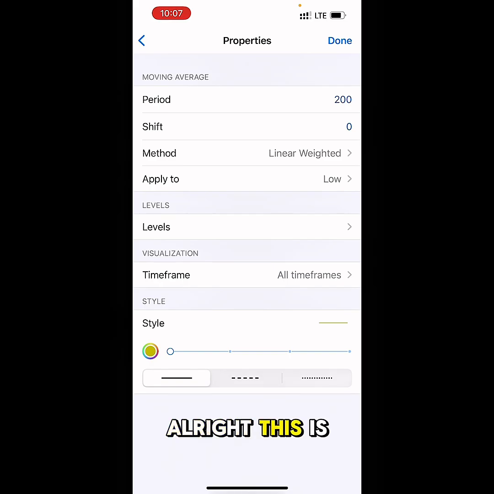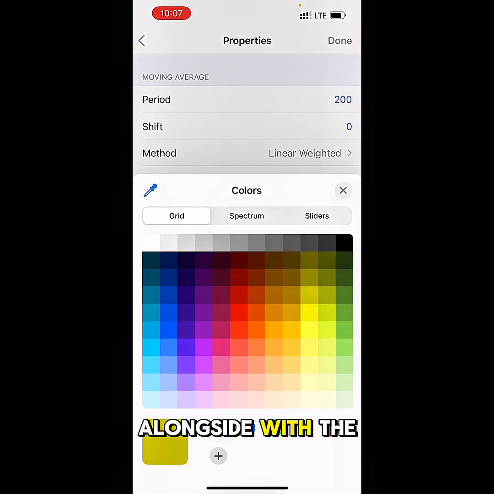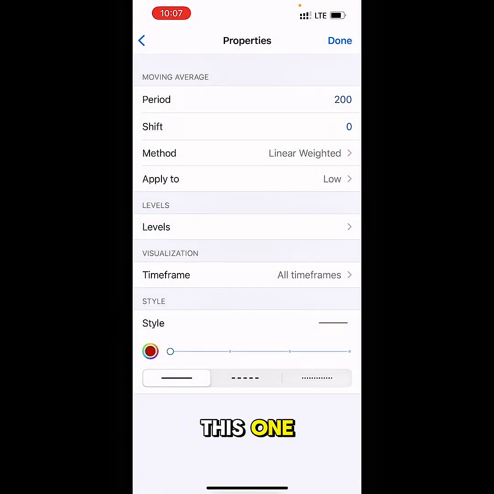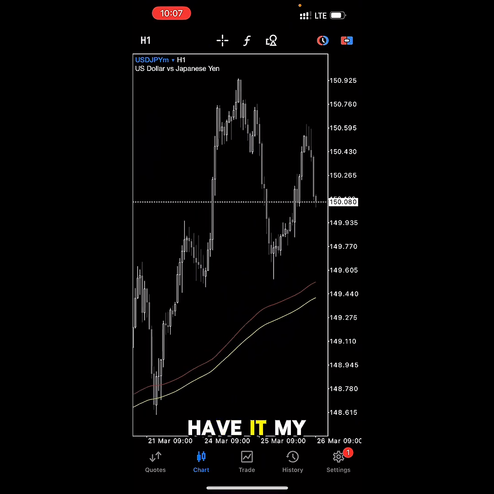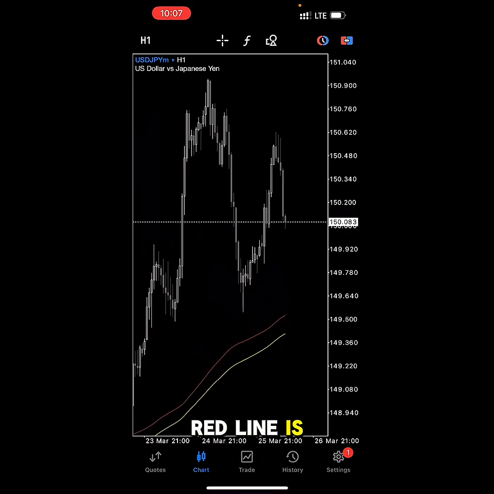All right, this is all that we change here alongside with the color. I'm going to use the red color for this one. So there you have it. My red line is also set.